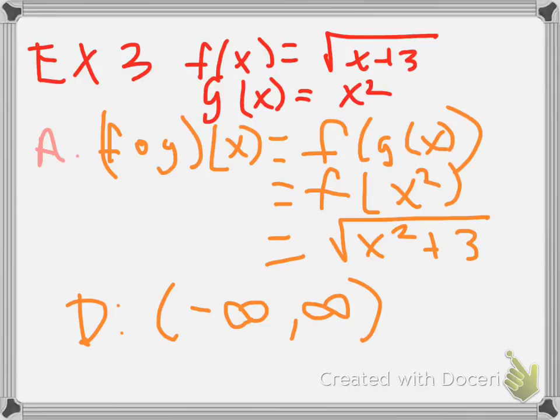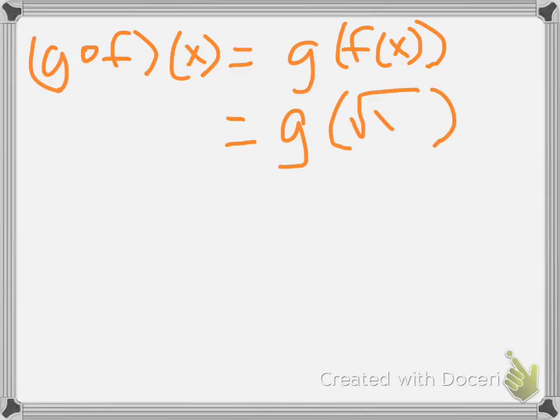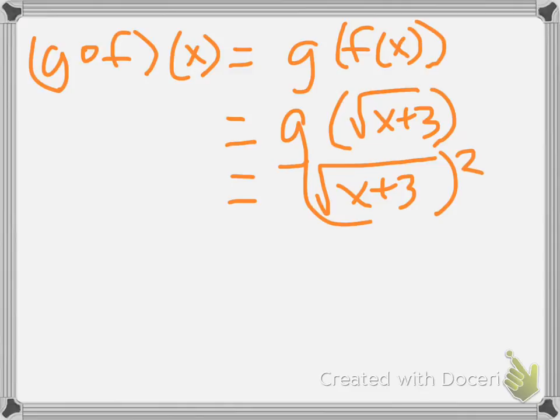Alright, and then the next example is g of f of x, or g of f of x. So what that means is I'm going to replace f of x by what it equals, which is the square root of x plus 3. And then in function g, I'm going to replace x with the square root of x plus 3. So the function g, where it says x, I'm going to replace with the square root of x plus 3, squared. Now what happens is the square root and square cancel out, and you end up with x plus 3.